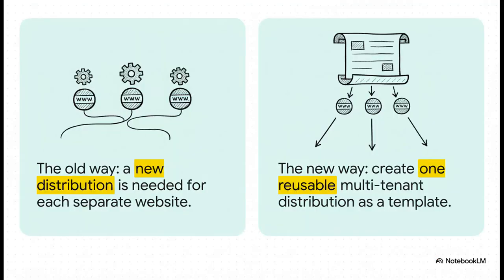And this slide really just lays it all out. On the left, you've got the old way: one distribution for every single app. Sure, it works, but it just doesn't scale well. Now look at the right. That's the new multi-tenant model, where you create one template you can reuse again and again. This is the game changer for getting efficient and keeping everything consistent across your whole platform.